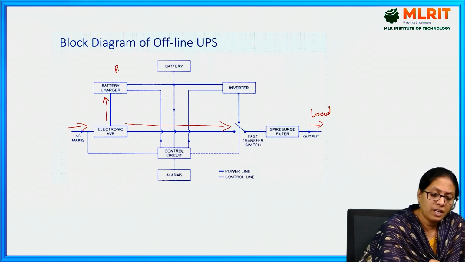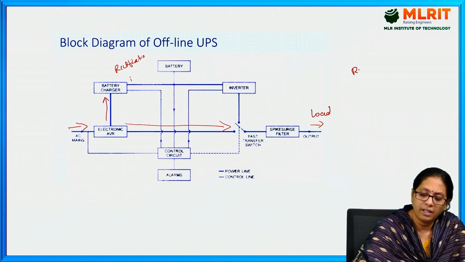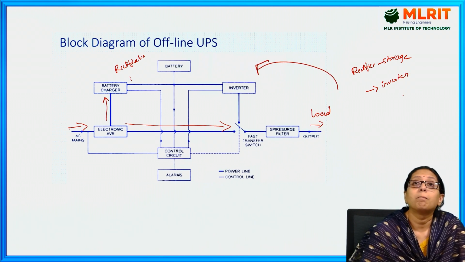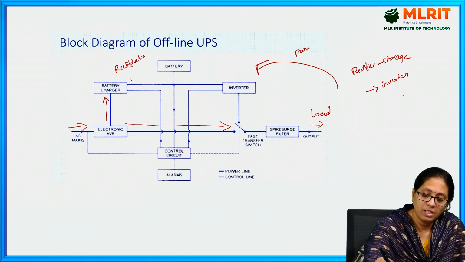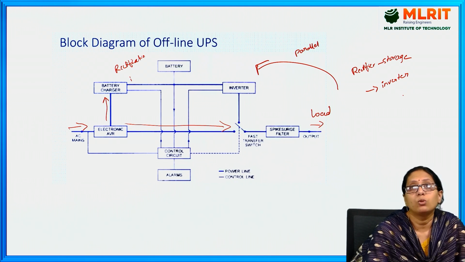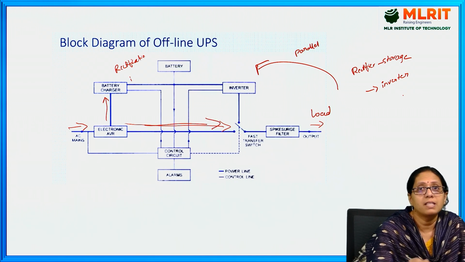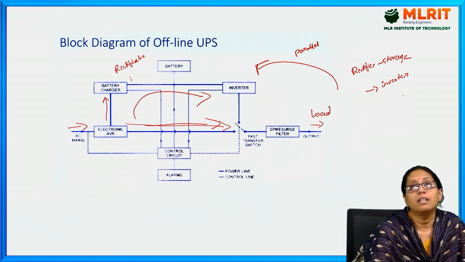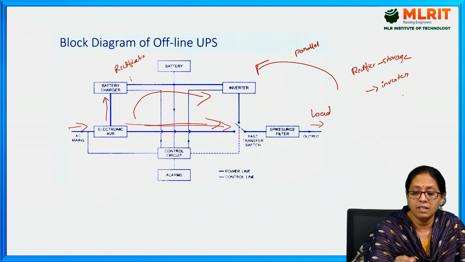The rectification process as well as the inverter, the combination of rectifier and then storage and then connection to the inverter, all these are provided parallelly to the supply. This is the main supply which is connected, and this is the supply where the rectification as well as storage as well as the inverter is connected.